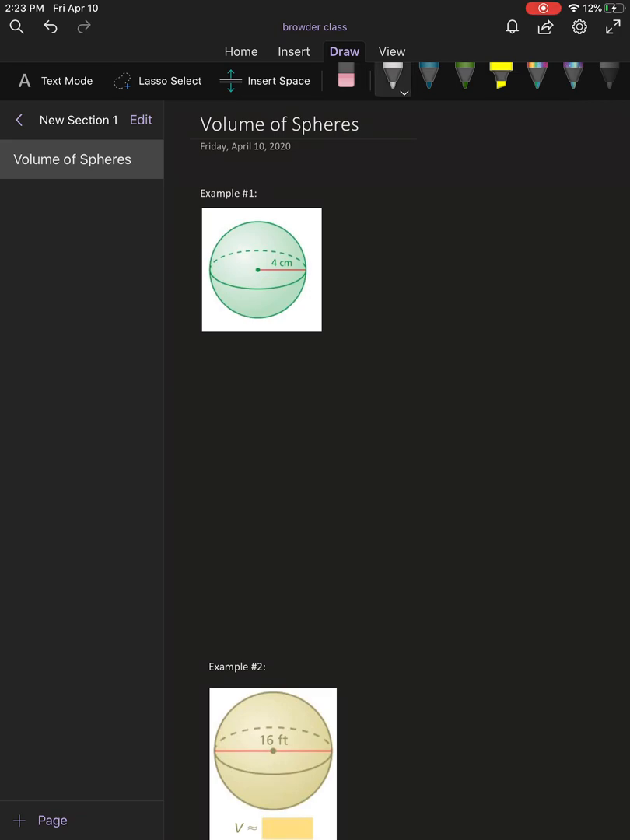Okay, so the first thing that we're going to need is the equation for the volume of a sphere. V is equal to 4/3 pi r cubed. Okay, in our equation, r stands for radius and V is volume.